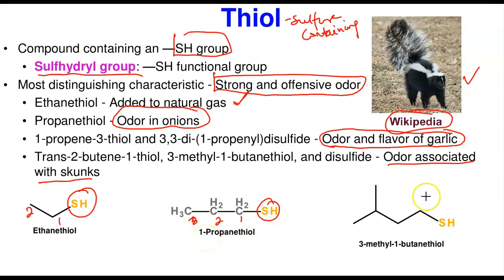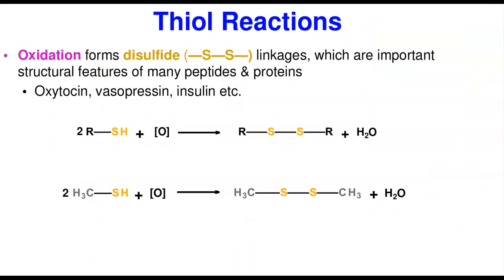Here the same thing. If you count again, 1, 2, 3, 4. This is an attachment which is the methyl group. So the methyl group is on carbon number 3, and of course the functional group has to get the priority number 1. So it's going to be 3-methyl-1-butane. This is the longest chain, butanethiol. So that is how you name this. But however, it's not going to be part of what we're going to be doing in this class, actually. All right. So what are the thiol reactions?